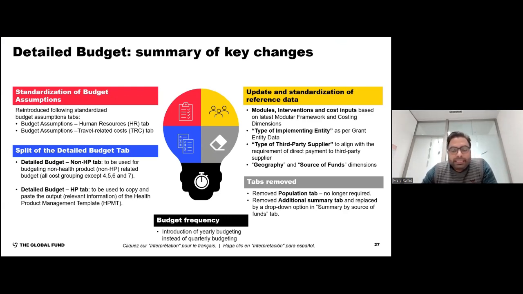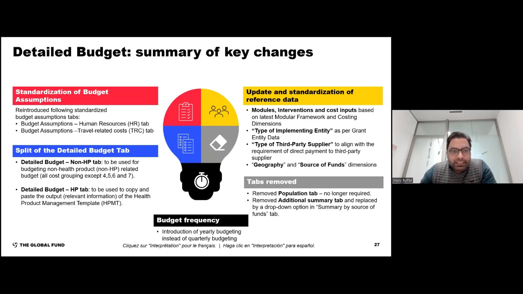When we are talking about the changes compared to the last version, the first major change we have made in this template is budget frequency. As you know, previously the budget was on a quarterly basis. Now, going forward, you will see that we will be requiring the budget on a yearly basis rather than a quarterly basis. It will impact the detailed budget tab and the setup tab as well. We used to set up our quarterly budget. Now it's going to be a yearly budget.